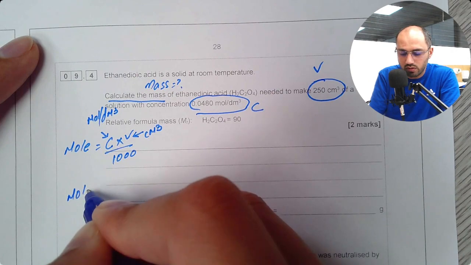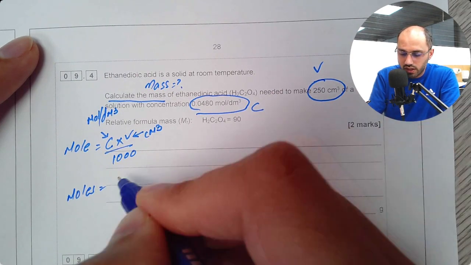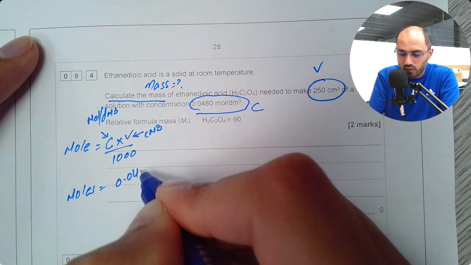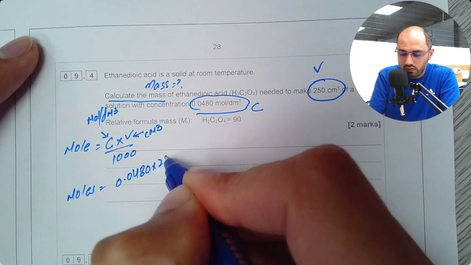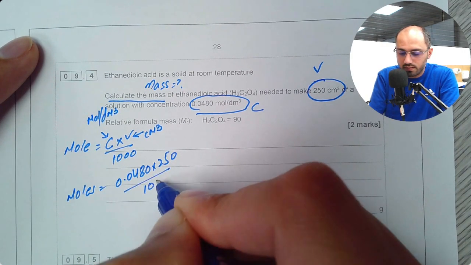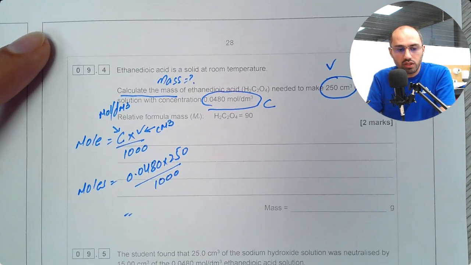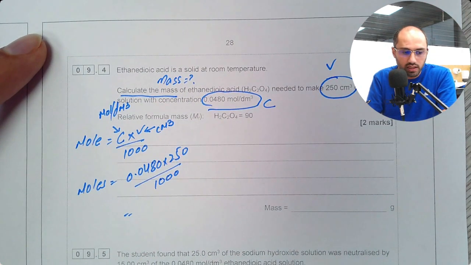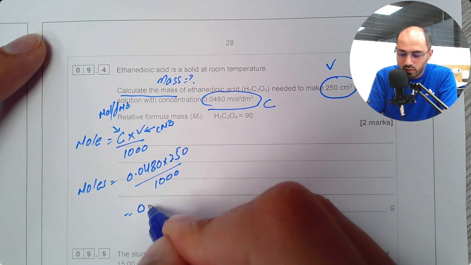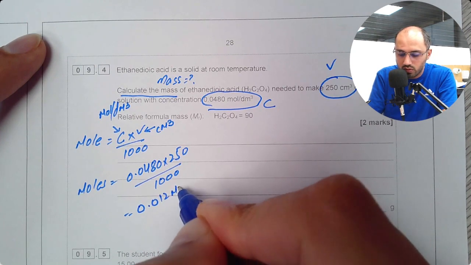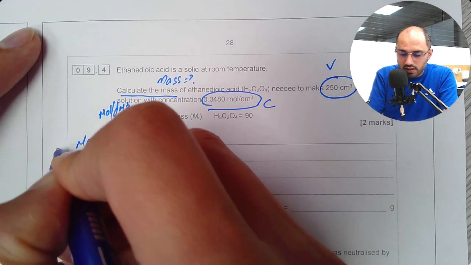So I can say moles will be equal to concentration, which is 0.0480, times volume, which is 250 over 1,000. If you plug these numbers in your calculator and you solve, you'll end up with a value of 0.012 moles. So that's step 1.